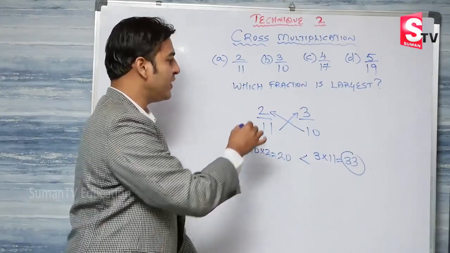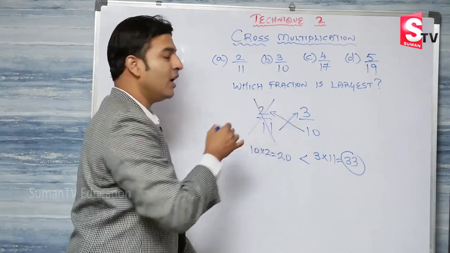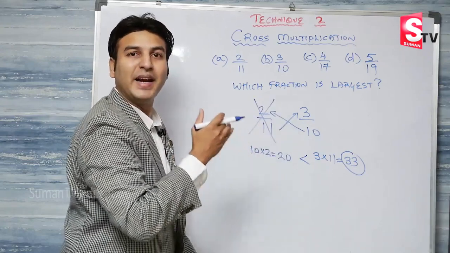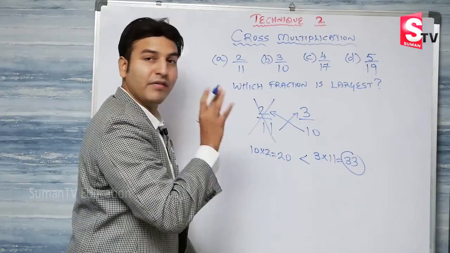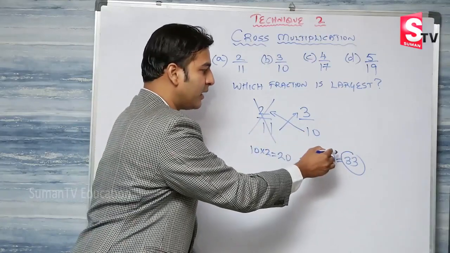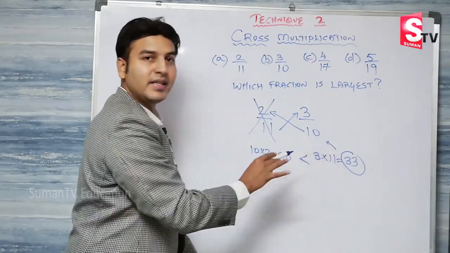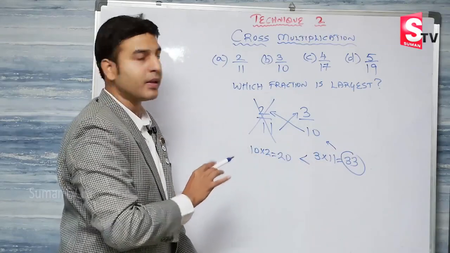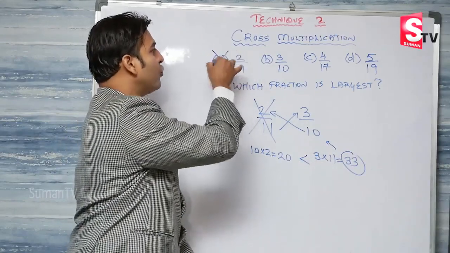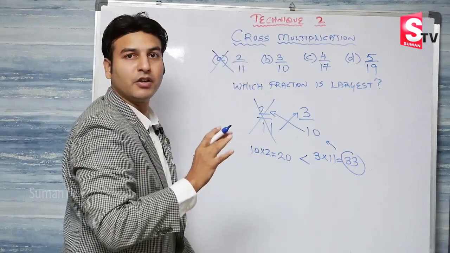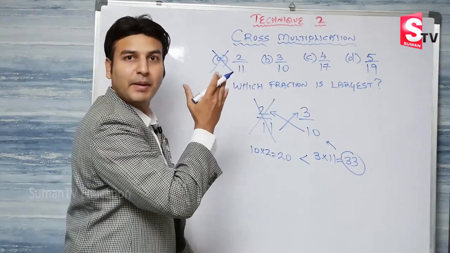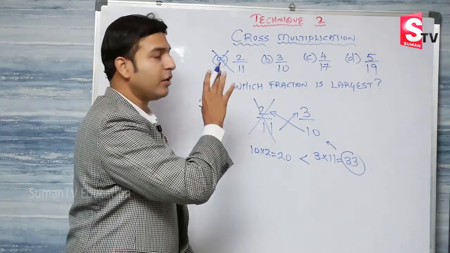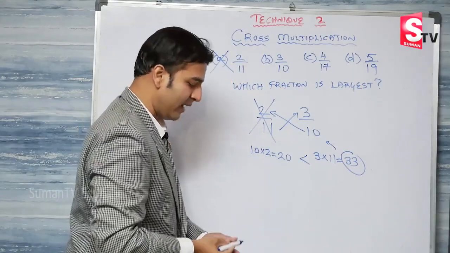So we have to eliminate this option 2 by 11, because 3 by 10 is greater than 2 by 11 for a very simple reason that this number 33 is greater than 20. So I have to strike out this particular option A, because when I'm comparing 2 by 11 with 3 by 10, I know that 3 by 10 is larger than 2 by 11.